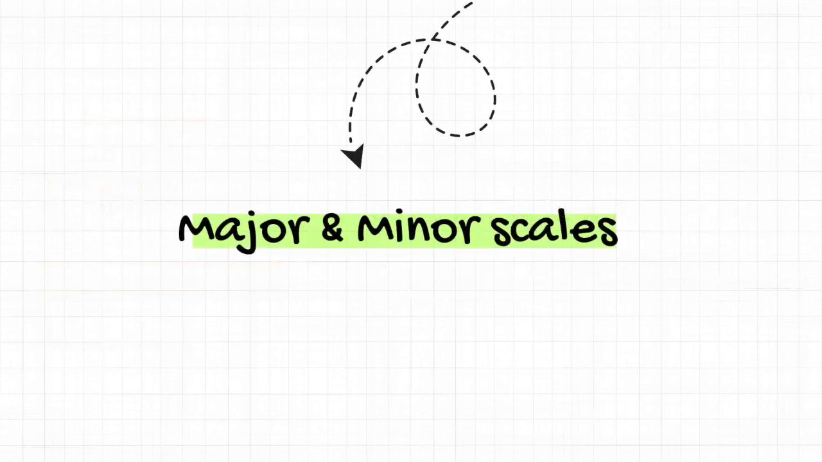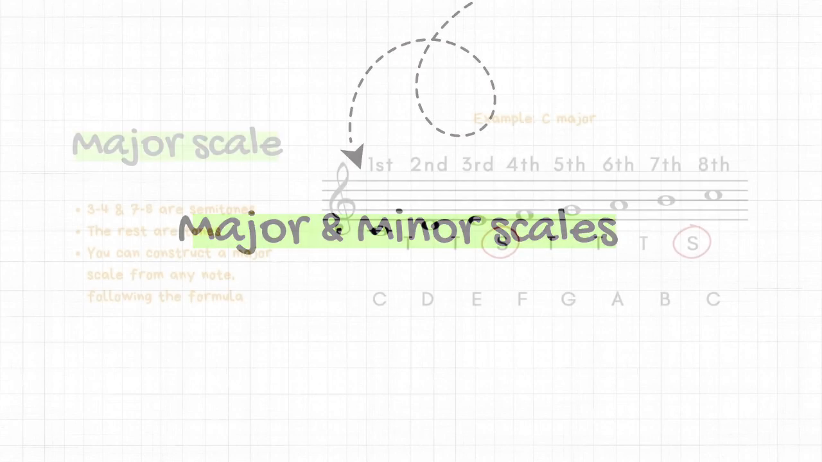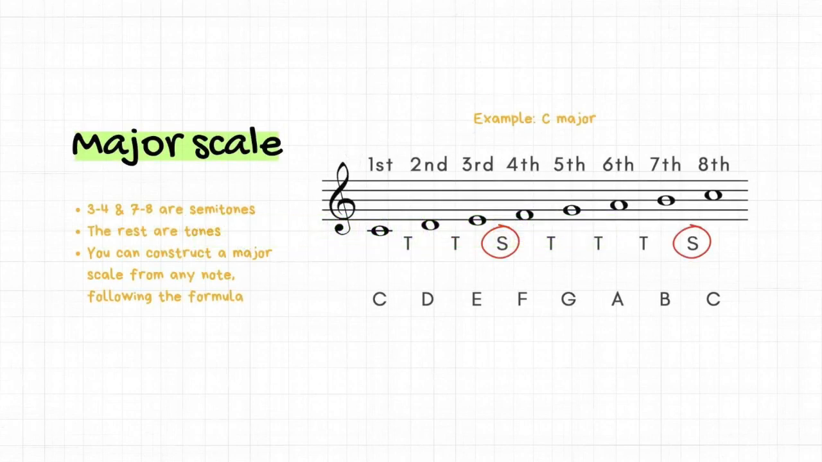Firstly, major and minor scales, which is a very big part in the music theory. The major scale is formed according to this formula: the 3rd and 4th note and 7th and 8th note are semitones, and the rest are tones. You can construct a major scale from any note following the formula. Here's an example of C major, and we can see that E, F, the 3rd and 4th note, is a semitone, and B and C, 7th and 8th note, is also a semitone. The rest are tones.